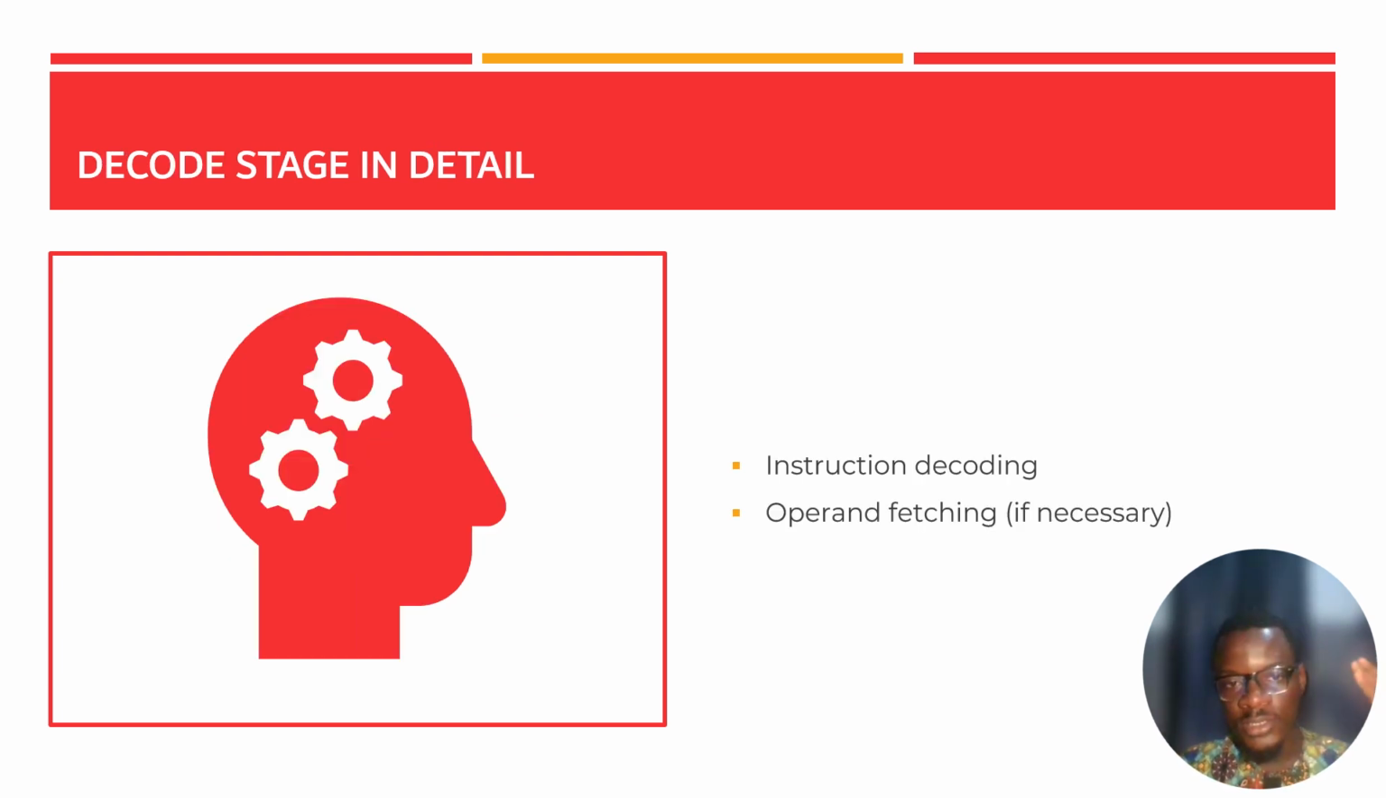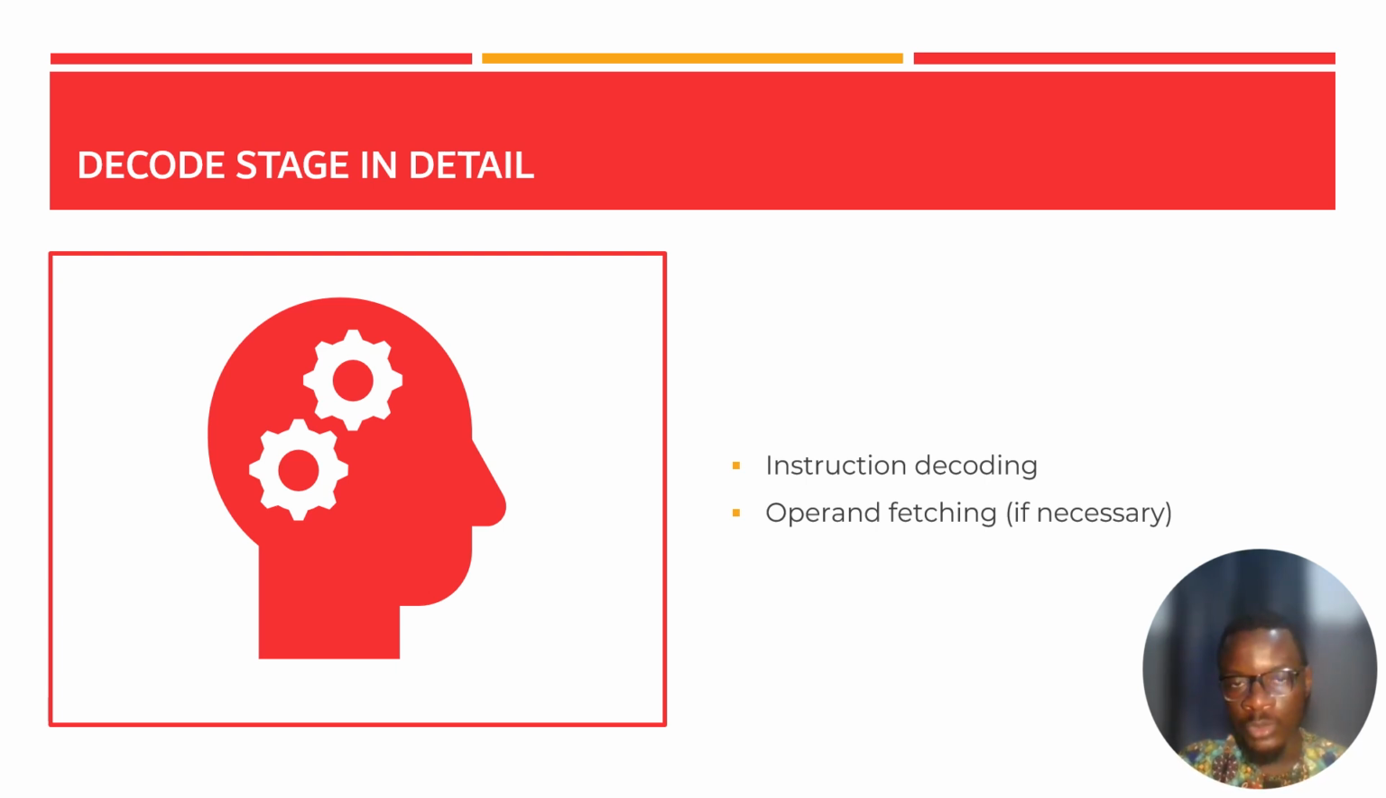Then we have the decode stage. The control unit now interprets the instruction that came in from the IR. It determines what operation needs to be performed and what data, which are the operands, are needed. So the operation is, for example, addition, subtraction, or multiplication, and the operands are whichever data needs to be operated on. If operands are needed from memory, it has to fetch them from the memory during this stage. If not, it will execute on it.